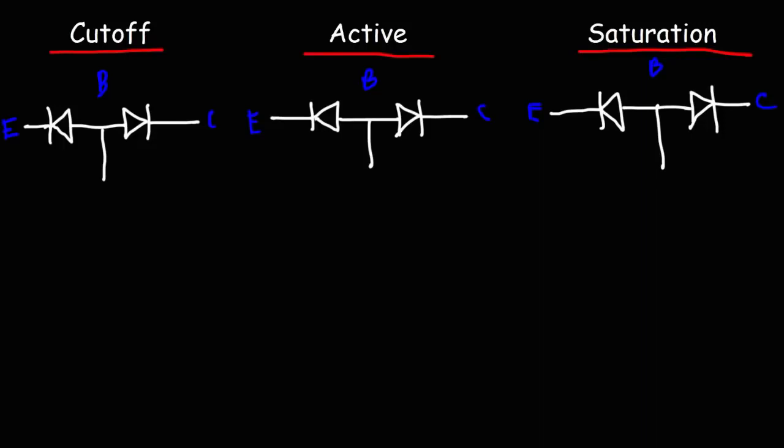Now, there are 3 important regions to be familiar with when dealing with transistors. The first is the cutoff region. Next, we have the active region. And the third operating region is the saturation region.